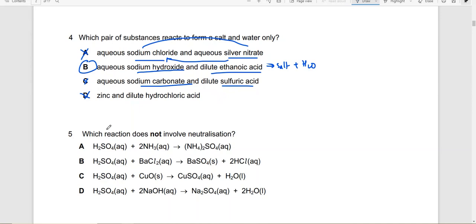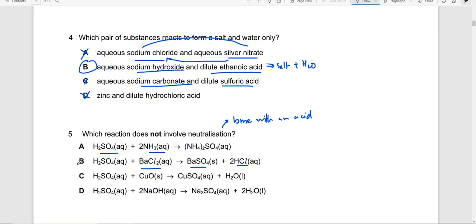Question number 5. Which reaction does not involve neutralization? Neutralization is the reaction of a base with an acid to form salt and water. Now H2SO4 is an acid, NH3 aqueous is also a base, and salt is being formed. So this is a neutralization reaction. Now here an acid is reacting with a salt. Barium chloride is a salt, it's not an alkali. And again, salt is formed but not water. So B is not a neutralization reaction.